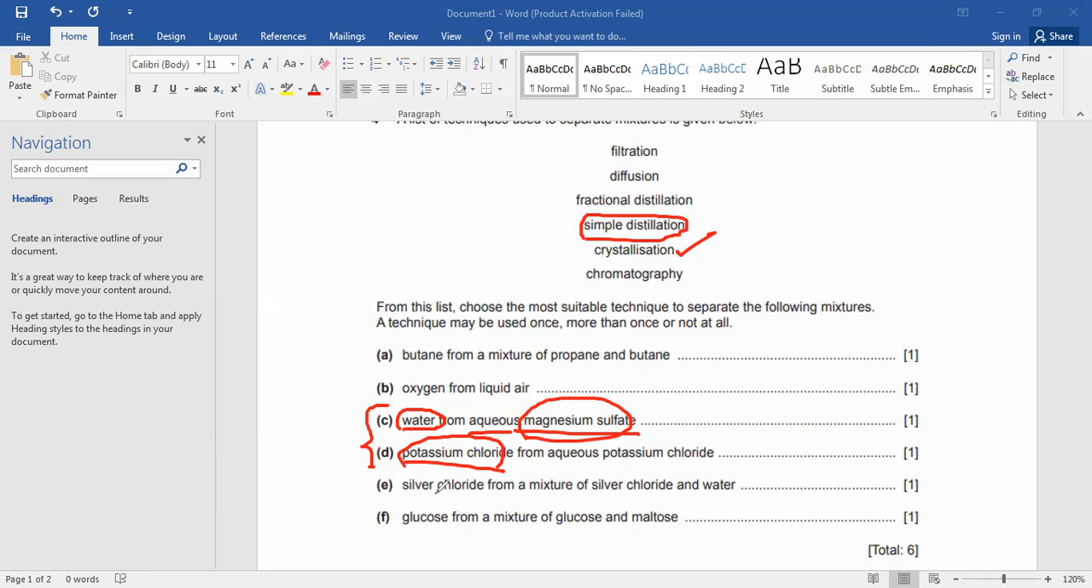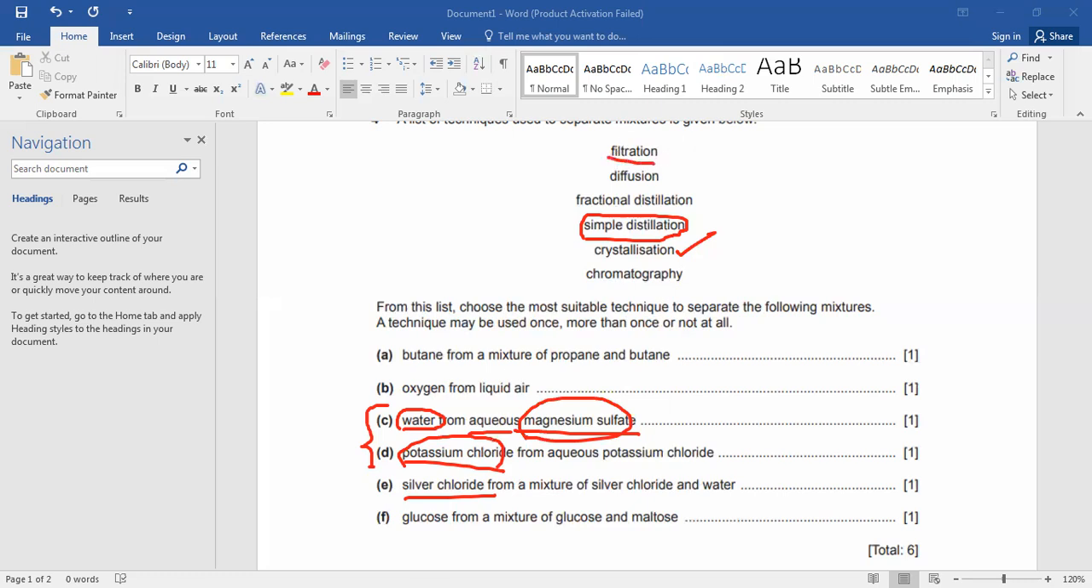Okay, next up. Silver chloride from a mixture of silver chloride and water. Again, silver chloride is a precipitate, right? White precipitate. We know the halides of silver: silver chloride is a white precipitate, silver bromide a cream precipitate, and silver iodide a yellow precipitate. So silver chloride is a precipitate, it's a solid. That means you can filter the solid from water, right? So filtration, okay.